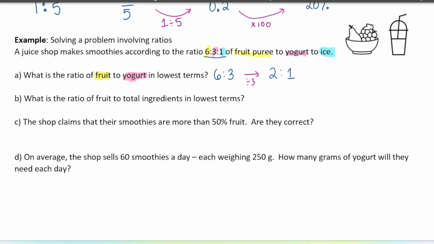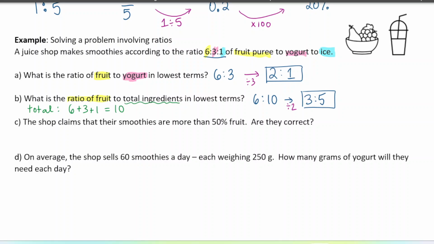Fruit to total ingredients. Now this one's a little tricky because I didn't tell you what the number is for total ingredients, but what we can do for the total is just add up those numbers we see there in the original ratio, 6 plus 3 plus 1. So in total there would be 10 parts. So when I'm comparing fruit, which is the yellow number, to the total, it would be 6 to 10. And we can reduce that by dividing by 2. And it would be 3 to 5. I'm just going to box in my answers here. Make it nice and neat.